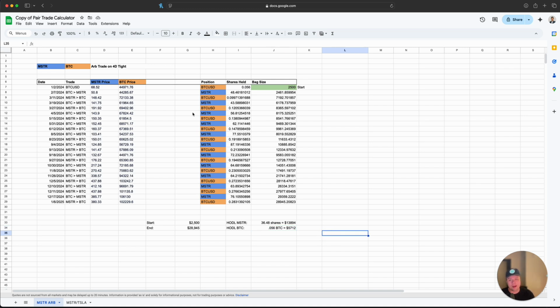But if you pair trade between just MicroStrategy and Bitcoin, which are correlated assets, again, this is much easier than pair trading between MicroStrategy and Tesla. You can see that you're going to grow your Bitcoin from 0.056 all the way up to 0.28 Bitcoin. And with MicroStrategy, you're going to grow your shares. I don't know how many shares you start with here, I think it's like 36, but you'd grow it to about 76. But if you do the math, you would start with $2,500 and end up with almost $29,000 by swapping between MicroStrategy and Bitcoin.